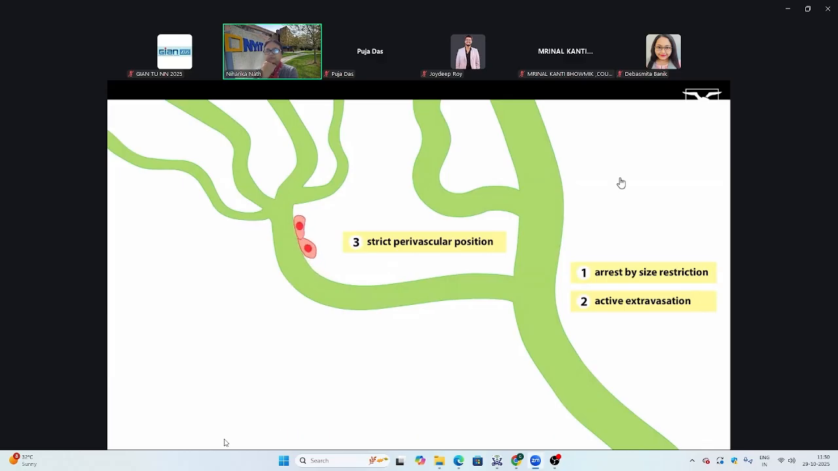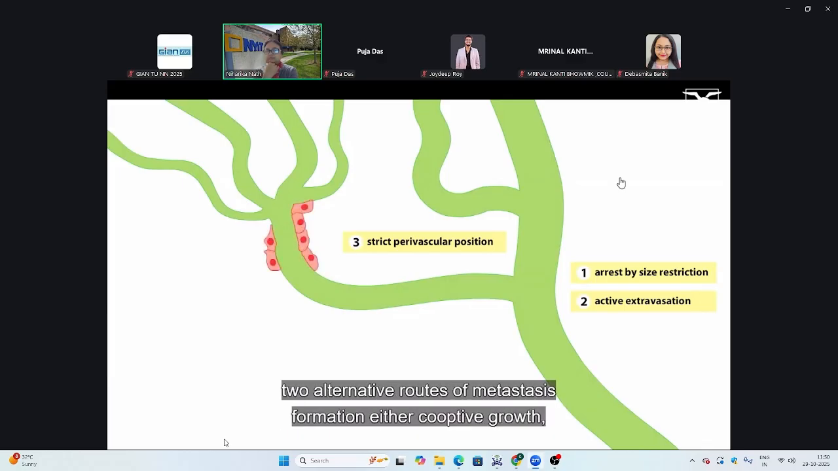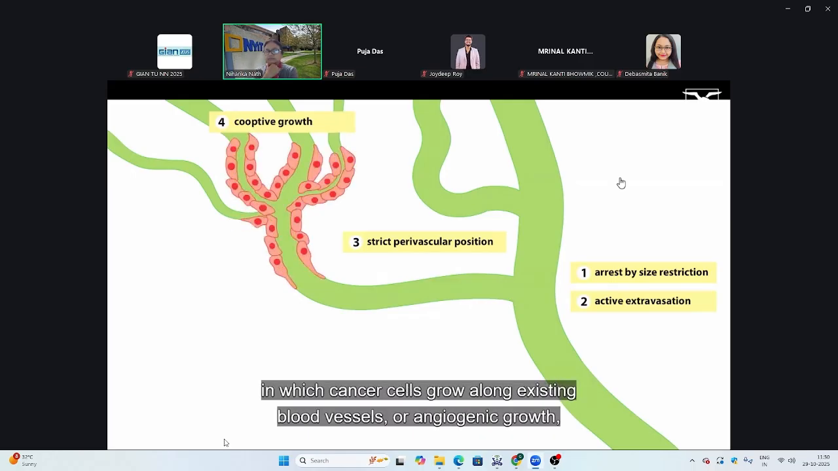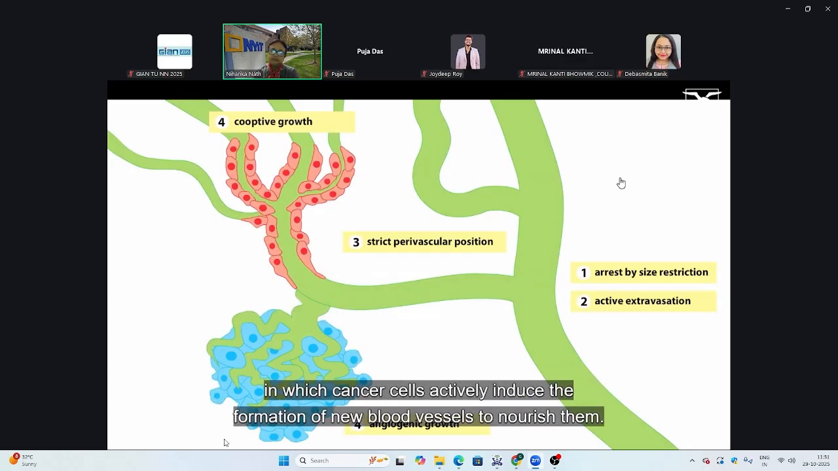4. And finally, 2 alternative routes of metastasis formation, either cooptive growth, in which cancer cells grow along existing blood vessels, or angiogenic growth, in which cancer cells actively induce the formation of new blood vessels to nourish them. In the examples that follow, melanoma cells took on cooptive growth, whereas lung cancer cells were found to take on angiogenic growth.